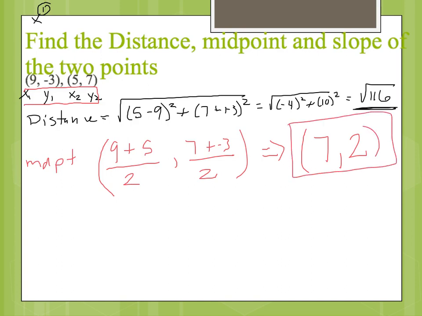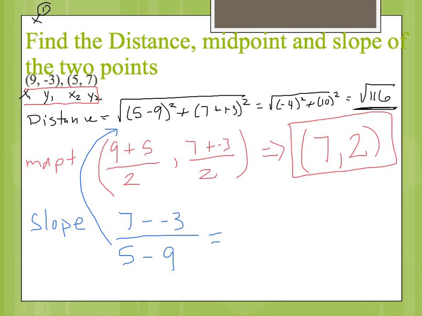And finally, my slope. The key thing for remembering about slope is that your y's are on top. So for slope, it would be y2 minus my y1 over x2 minus my x1. And you might have already seen these numbers from your distance formula. This becomes plus, plus, so this is 10, and 5 minus 9 will give me a negative 4. You should always simplify your slope. So 10 over 4 can be simplified to 5 over 2.